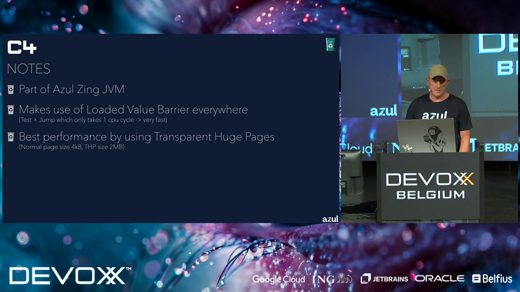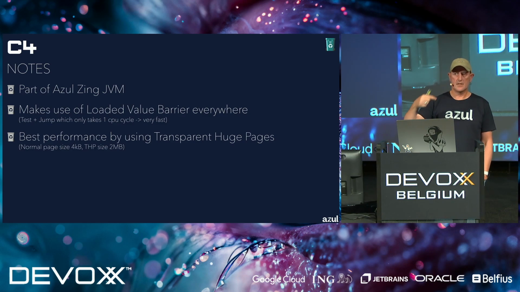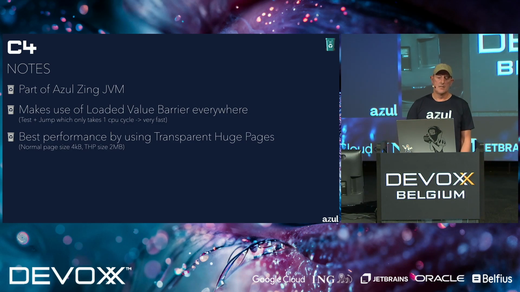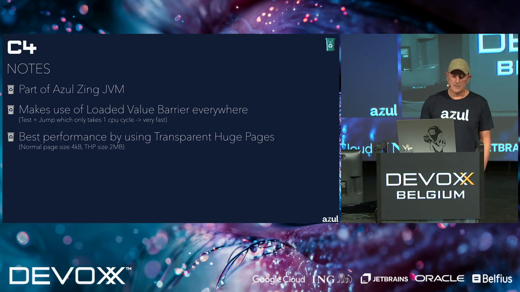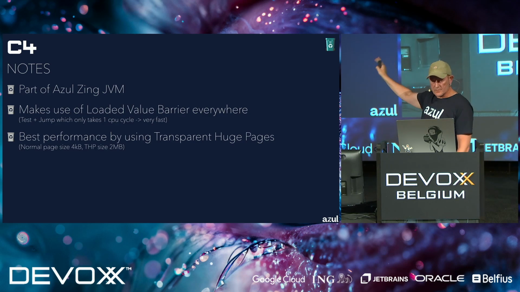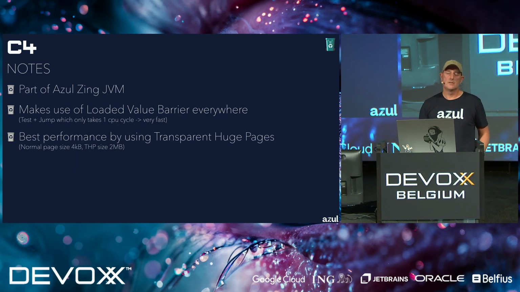This is only available in Azul Zing, which is our own JVM. And it makes use of loaded value barriers. That's read barriers, right? Everywhere. And we only need one CPU cycle to execute the code. I told you read barriers have to be very efficient to really make it work. So for us, this is one CPU cycle that we need to execute every time you access a memory cell. And this is more or less the same for ZGC. If you work on Linux, then it's a good idea to enable transparent huge pages, because this has an impact on the memory pages, on the region size.